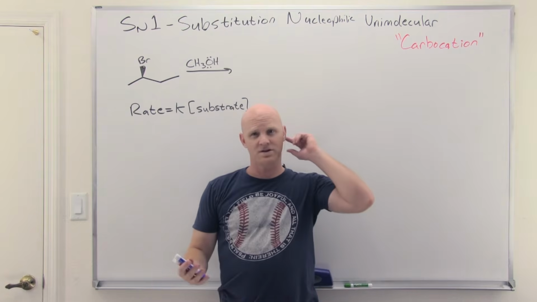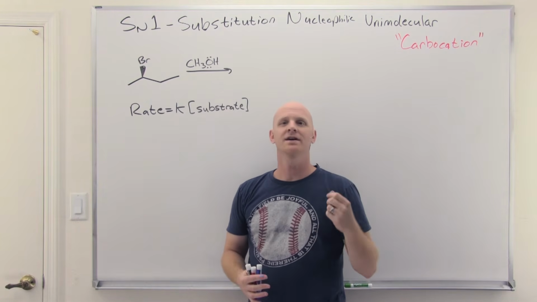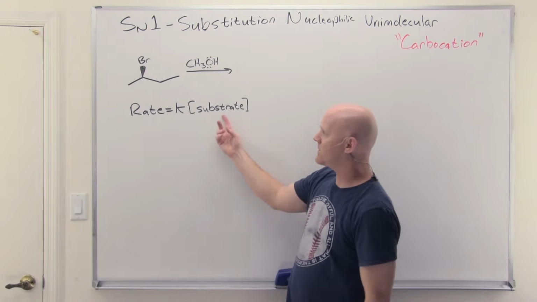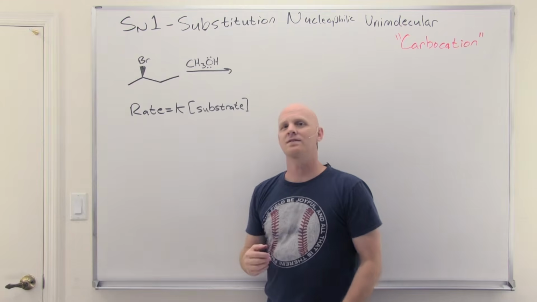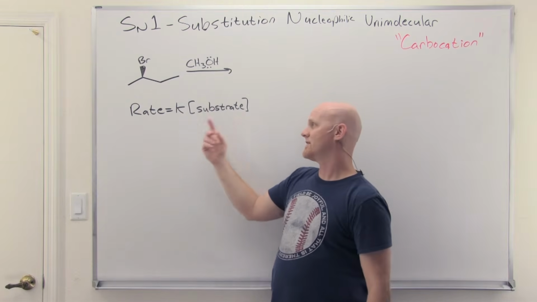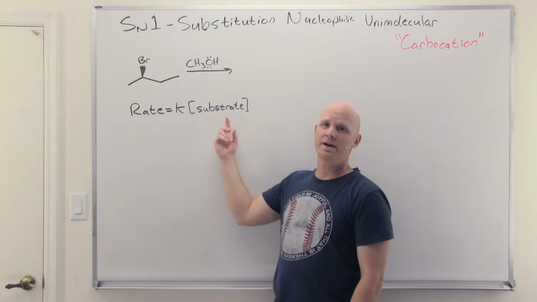And again, whereas SN2 is bimolecular, this is unimolecular. Only one reactant molecule is involved in the rate determining step. And it turns out that reactant molecule is going to be the substrate. Only the substrate is involved as a reactant at the slow step. And it's first order, and that's what the unimolecular means. Only one reactant molecule and a first order rate law.